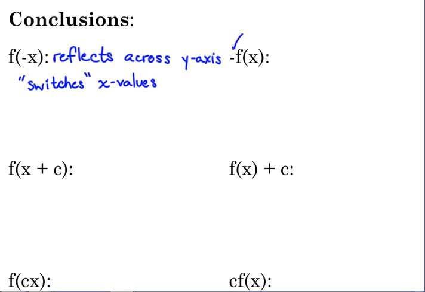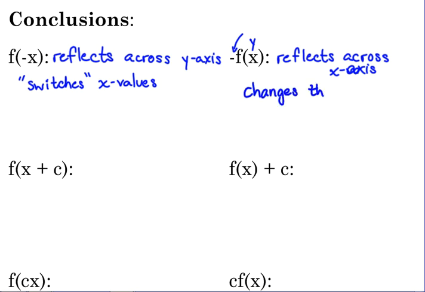So, similarly, when the negative is in front of the function, the way that you can look at it is f of x represents y, right? So negative y is going to take all your y values and change their sign. I don't want to say make them negative, because if they were already negative, you stick a negative in front of it, it becomes positive. So it changes all their signs. So this reflects across the x-axis. It doesn't really switch any values. It changes the sign of all the y's.